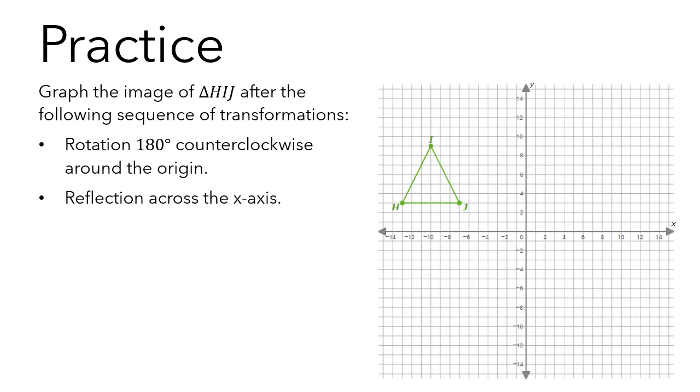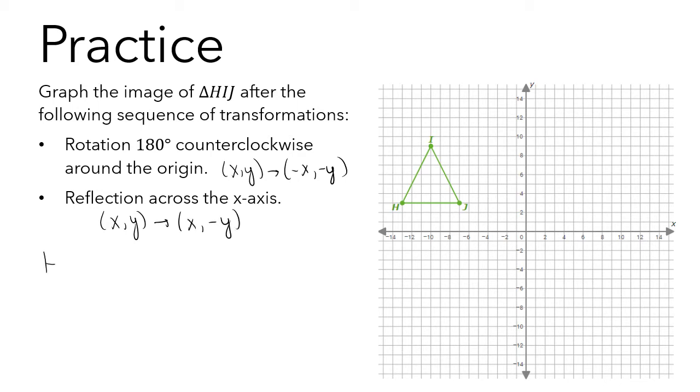So let's try some practice examples. This question asks us to graph the image of triangle HIJ after the following sequence of transformations: rotation 180 degrees and then a reflection over the x-axis. So rotation 180 degrees is going to take (x, y) onto (negative x, negative y). And the reflection across the x-axis is going to take (x, y) to (x, negative y).